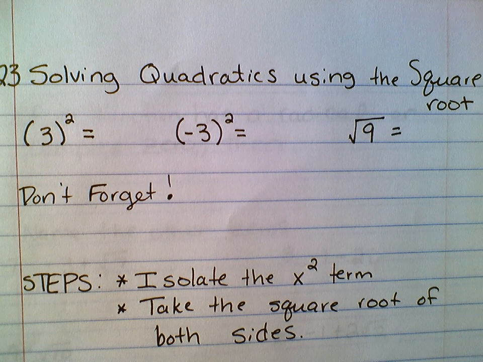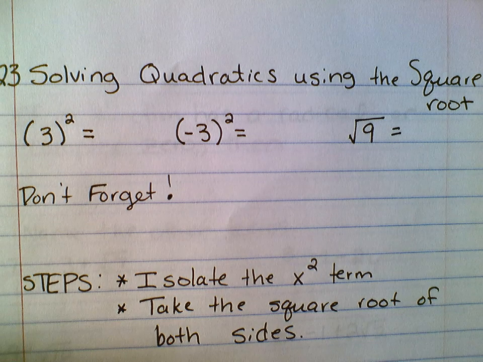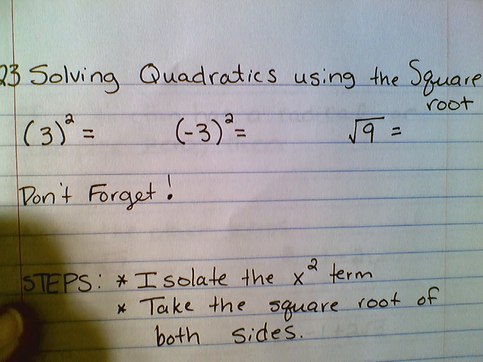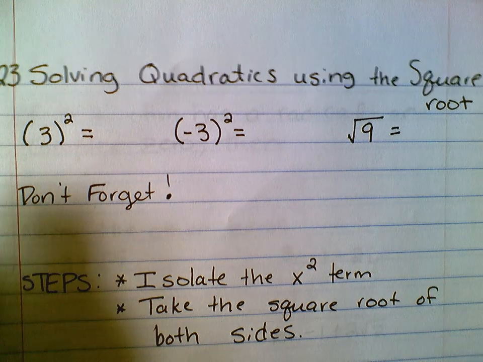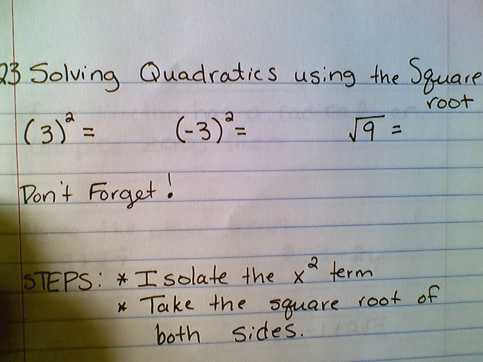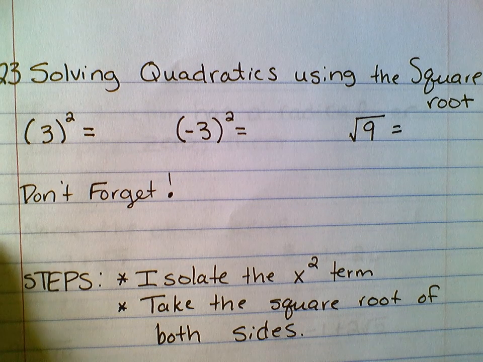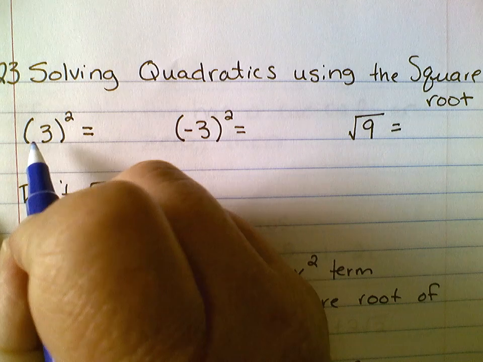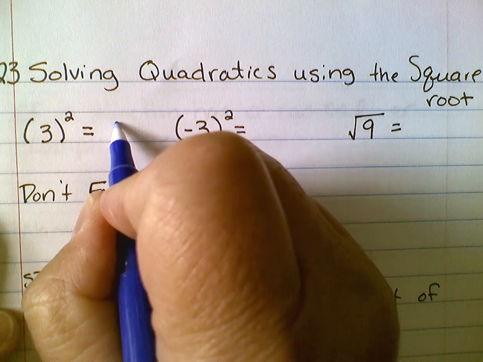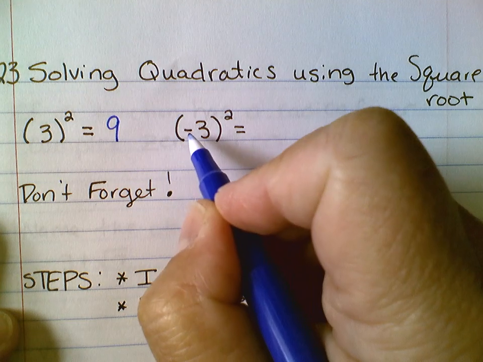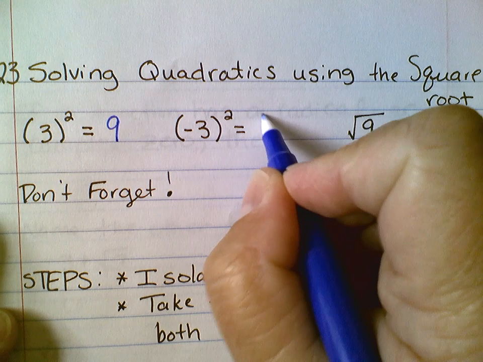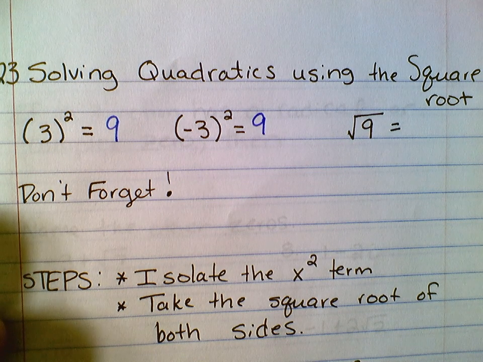So we don't always have to use or remember a difference of two squares and factor quadratics to solve them. We can also solve by using the square root, but there's a couple things we need to talk about first. So what is 3 squared? It is positive 9. What is negative 3 squared? It is also positive 9.